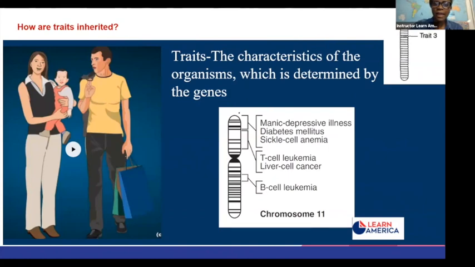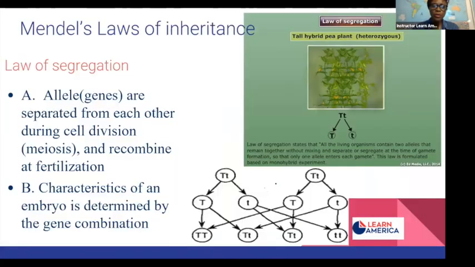I have an example of a chromosome here. And on the chromosome, just a reminder to show you that there are different genes or different traits that are found on the chromosome. So we have Mendel's law of inheritance. So there's the law of segregation. All right, we're going to talk about how traits are inherited and passed on in detail.